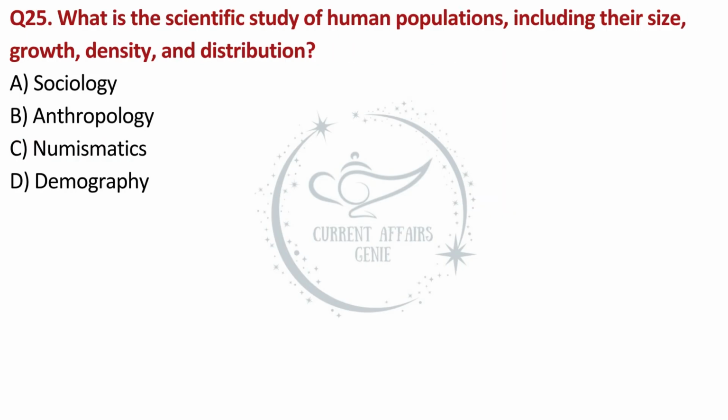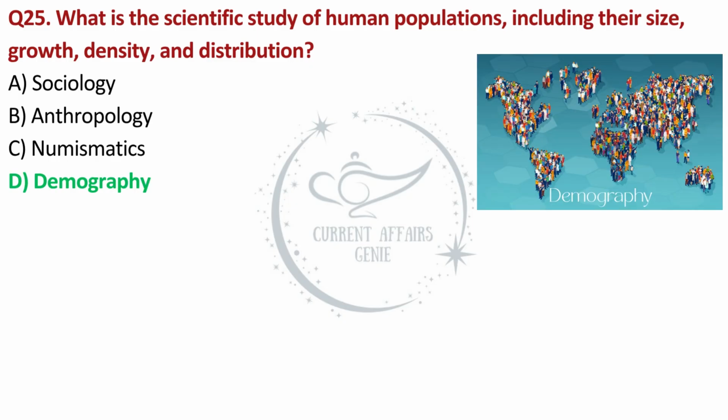What is the scientific study of human populations, including their size, growth, density, and distribution? Option A, sociology. Option B, anthropology. Option C, numismatics. Option D, demography. Correct answer. Option D, demography.